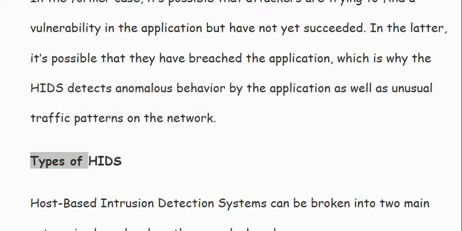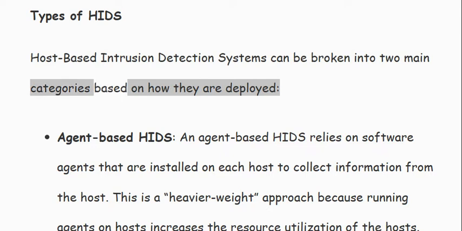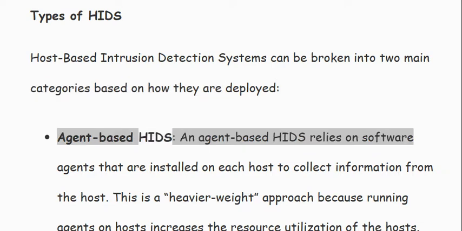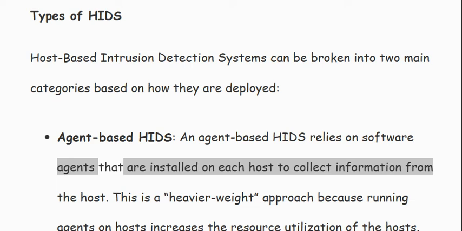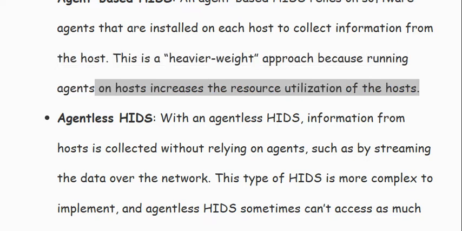Types of HIDS. Host-based intrusion detection systems can be broken into two main categories based on how they are deployed. Agent-based HIDS. An agent-based HIDS relies on software agents that are installed on each host to collect information from the host. This is a heavier weight approach because running agents on hosts increases the resource utilization of the hosts.